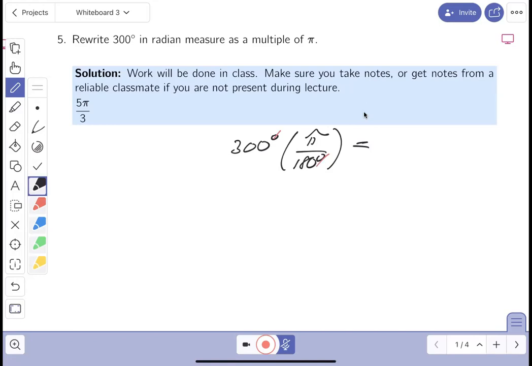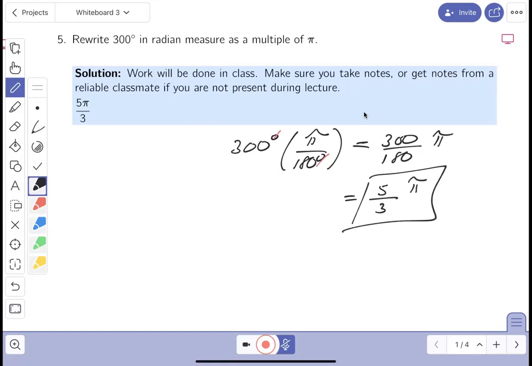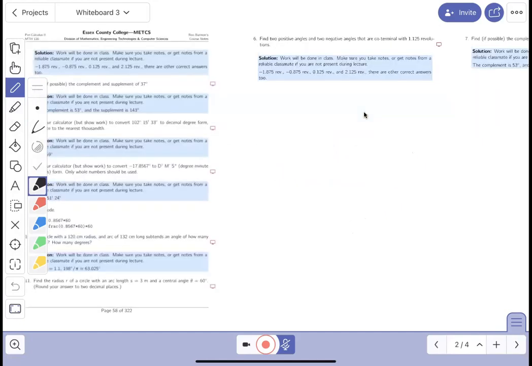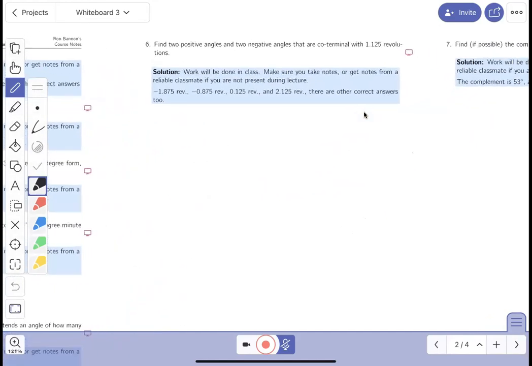Well, you get 300 over 180 pi. And I'm going to say that's reducible. And I'm going to look at that. You could do 2's again. Here's the deal. I'm looking at those numbers and they have something to do with 60. 60 goes into 300 5 times, and it goes into 180 3 times. So what's it? 5/3 of a pi. All right. I think we just finished that page. Let's go to the next page, and that'll be problem number 6 now. Take a look at number 6.